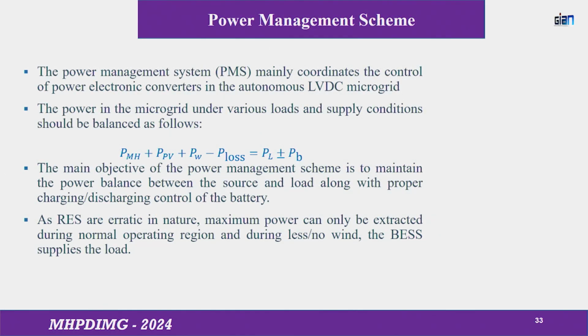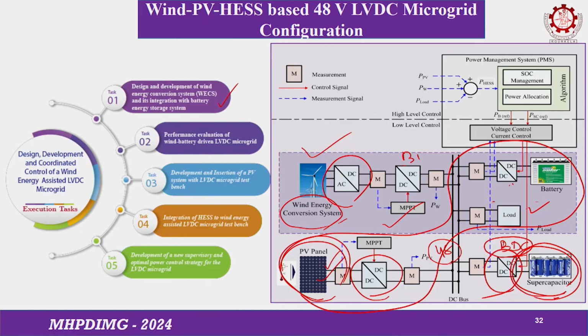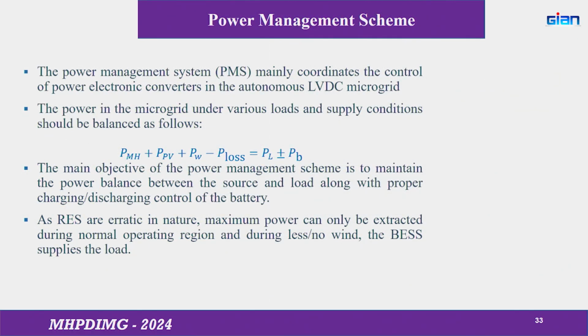Then in the low level of control we have tried to make the DC bus voltage constant. Going to the higher level of control, we go for power management, and the SOC estimation of the battery is also done. The battery is prevented from overcharging and over-discharging. For that power management, the basic power equation is shown here for all types of sources.